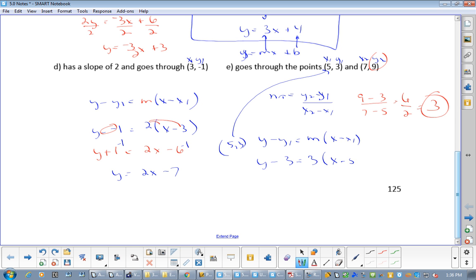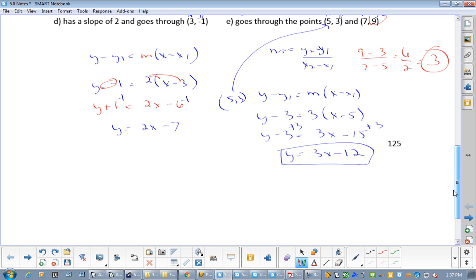times x minus 5. So that would be y minus 3 equals 3x minus 15. Then I will add 3, y equals 3x minus 12.